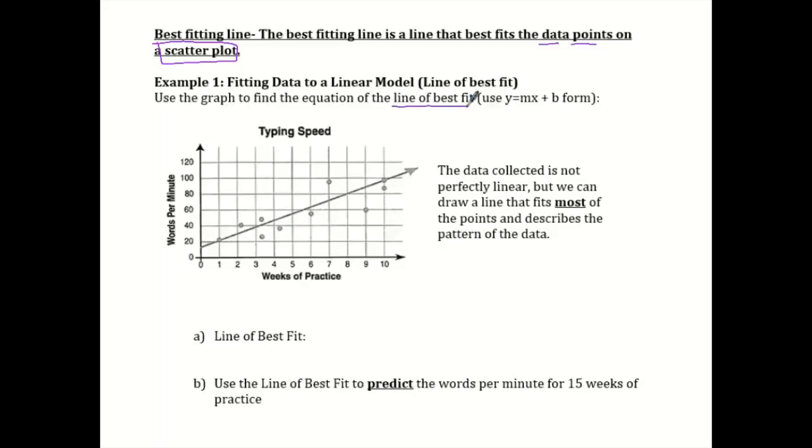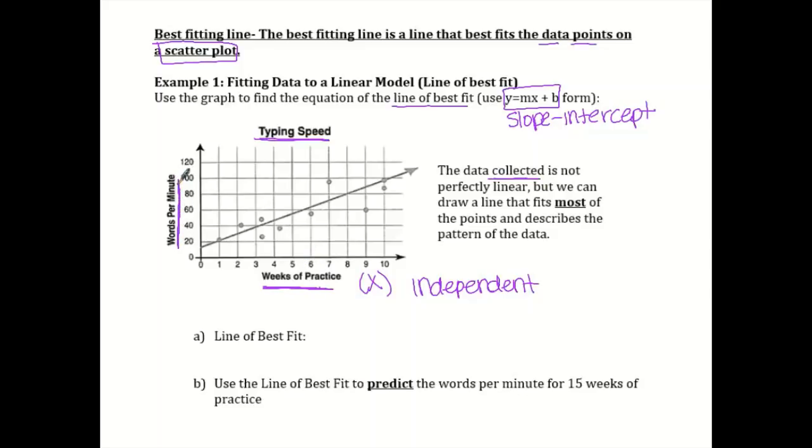Our line of best fit, we are going to use y equals mx plus b form. We are going to use our slope intercept form, just as we talked about last class. So as you can see here, the data collected, so we get scatter plots from real life data. So this data here is typing speed. I'm comparing weeks of practice, which is my x value. It's on my x-axis. That is my independent variable. I'm comparing weeks of practice to my words per minute. So my words per minute is on my y-axis, and that is my dependent variable. So my words per minute depends on how many weeks of practice I have.